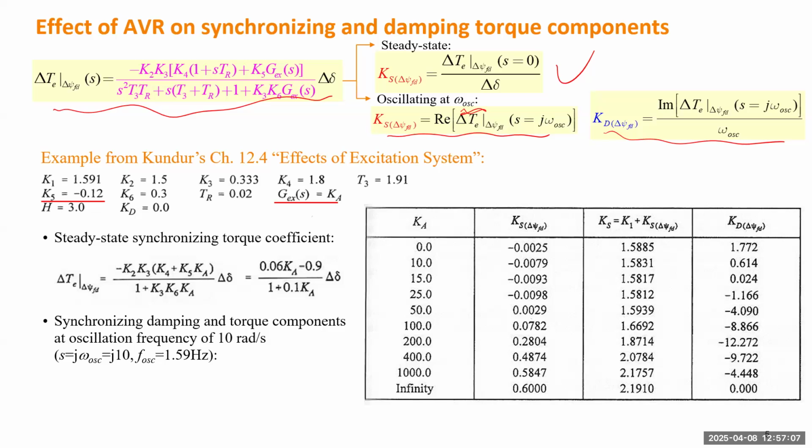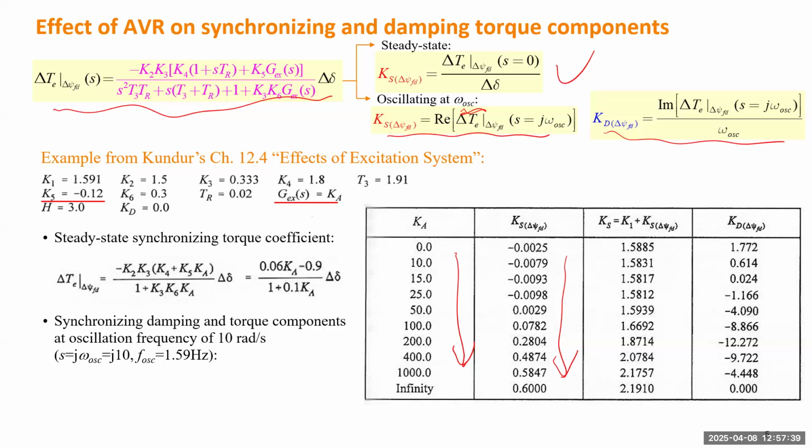In this example, we use some typical data. When we increase the gain of the excitation system, the synchronizing coefficient goes from negative to positive and increases in value. This means the excitation system has a positive effect on synchronizing the generator with the rest of the system, so the system tends to become more stable in terms of rotor angle stability or transient stability.